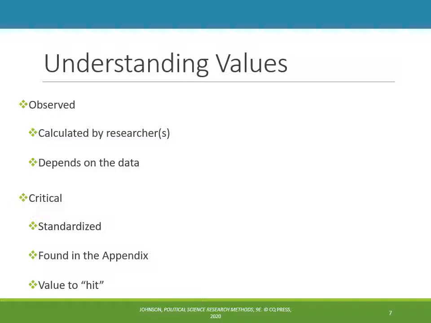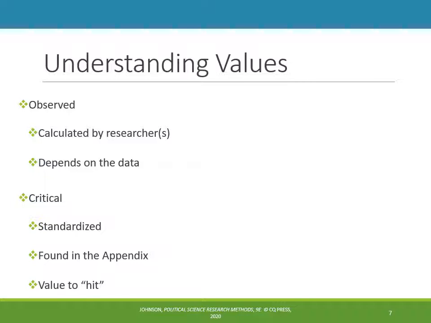That's the value that you come up with. So you have an observed Z value or an observed T value. Remember we talked about that last lecture. So you end up with this value that you have. That is going to depend upon your data, something that is calculated by you.